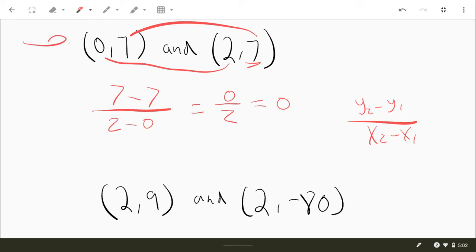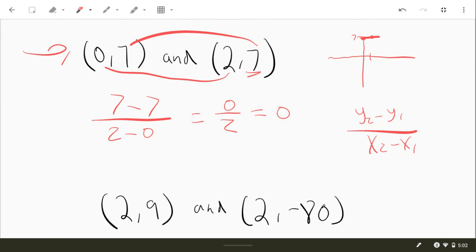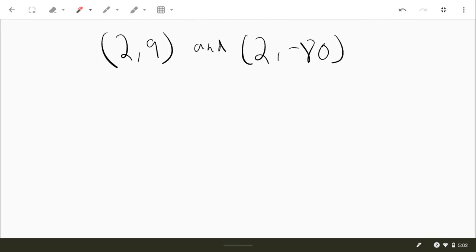This is a horizontal line. Horizontal lines have a slope of 0. 0, 7 is going to be about right there. Call that 7 high. And then 2, 7 would be about right here. I didn't draw it even with the other one, but they should be straight across from each other, horizontal. So in that case, Y2 minus Y1 just gave us 0.